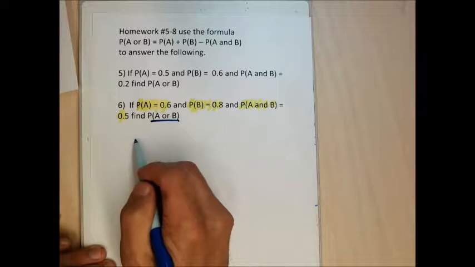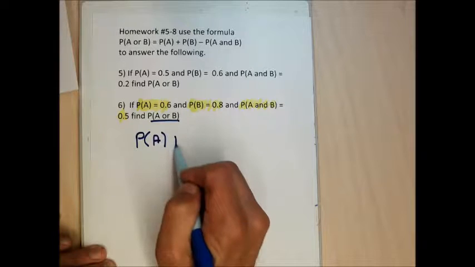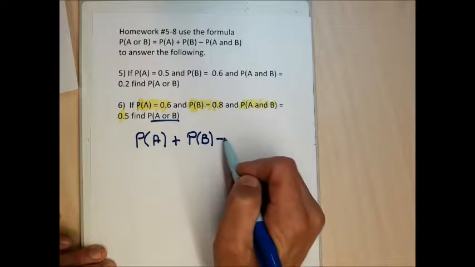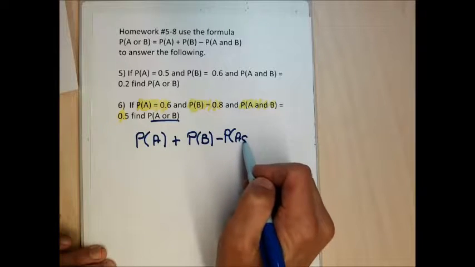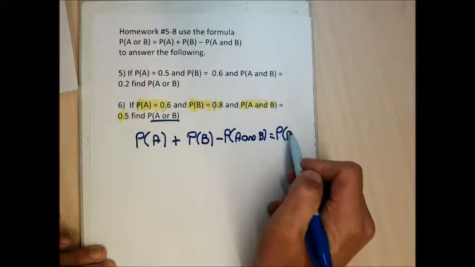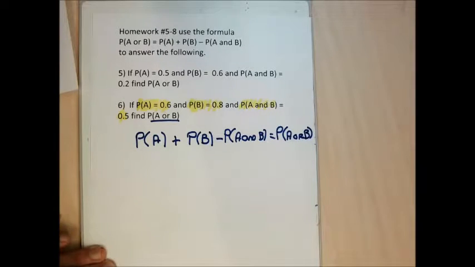This is super easy because I know the formula. It says the probability of A plus the probability of B less the probability of A and B equals the probability of A or B. I kind of wrote this backwards, but I'll deal with it. All I'm going to do is take the numbers that were given and plug them into the formula.